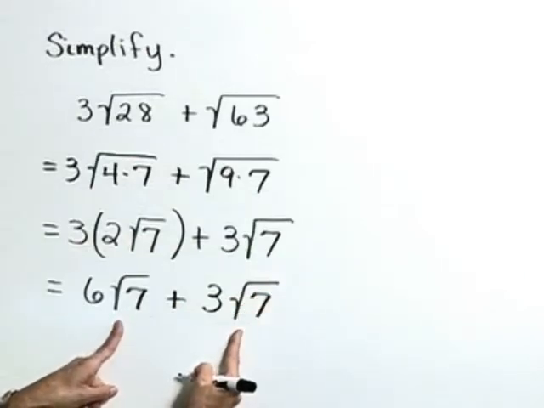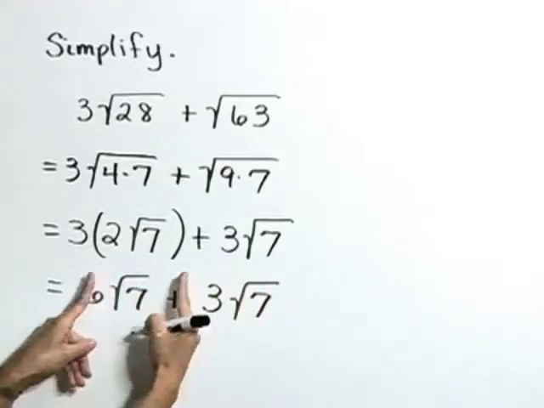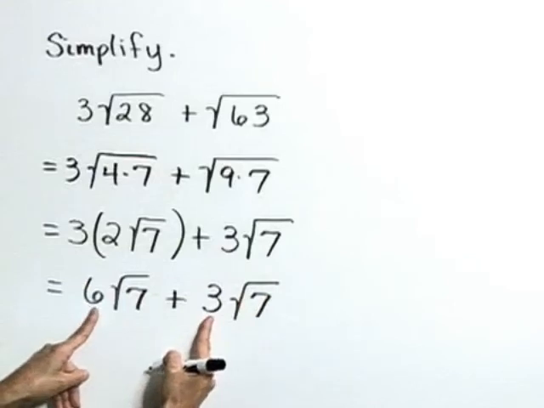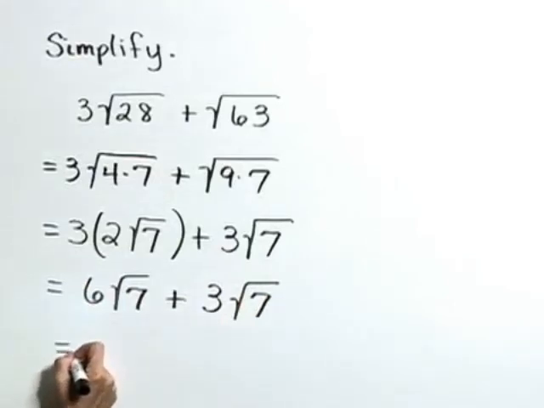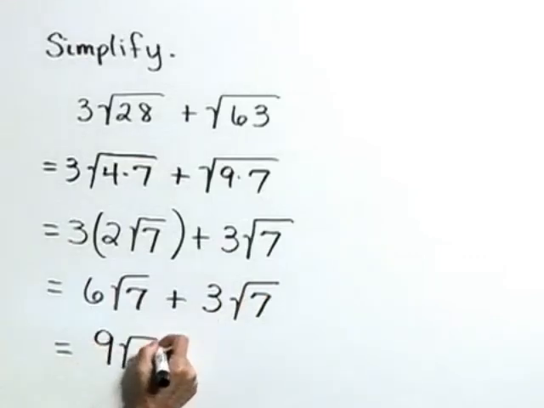And now these terms are alike. They both have square root of 7 with a numerical coefficient out in front. So let's add those coefficients. 6 plus the 3 gives 9 square roots of 7. So the simplified form of 3 times the square root of 28 plus the square root of 63 is 9 times the square root of 7.